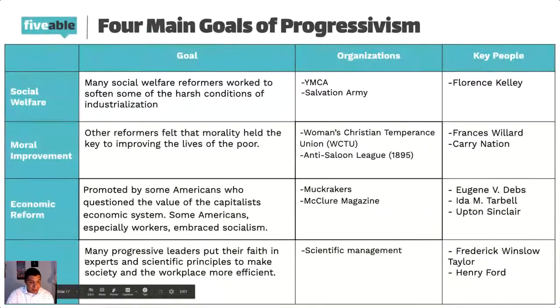And the final thing was to foster efficiency. Leaders put their faith in experts and scientific principles. They said, we can make things better and we can make things faster. And so they began to look at how they could make the workplace faster. This is the idea under scientific management. One of the proponents of scientific management was a man named Frederick Winslow Taylor, and the champion of scientific management was Henry Ford with the assembly line. So here were the 4 goals.